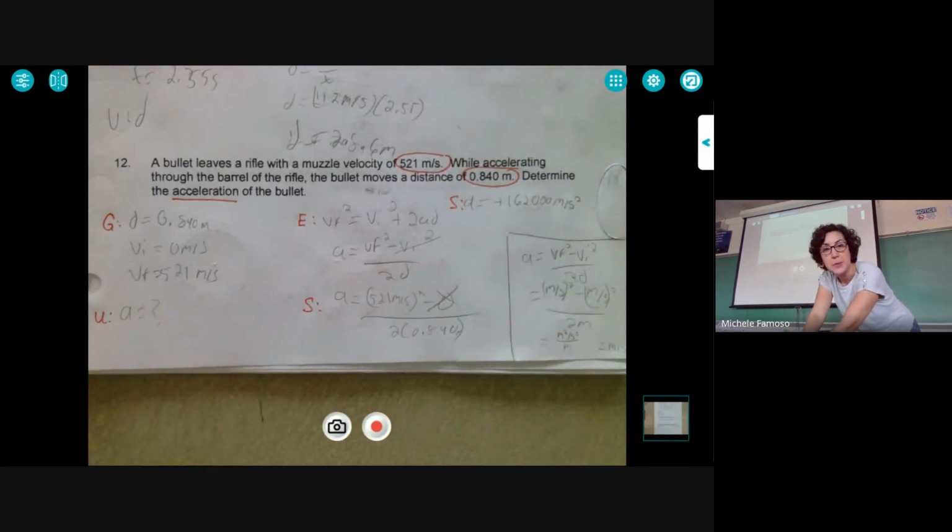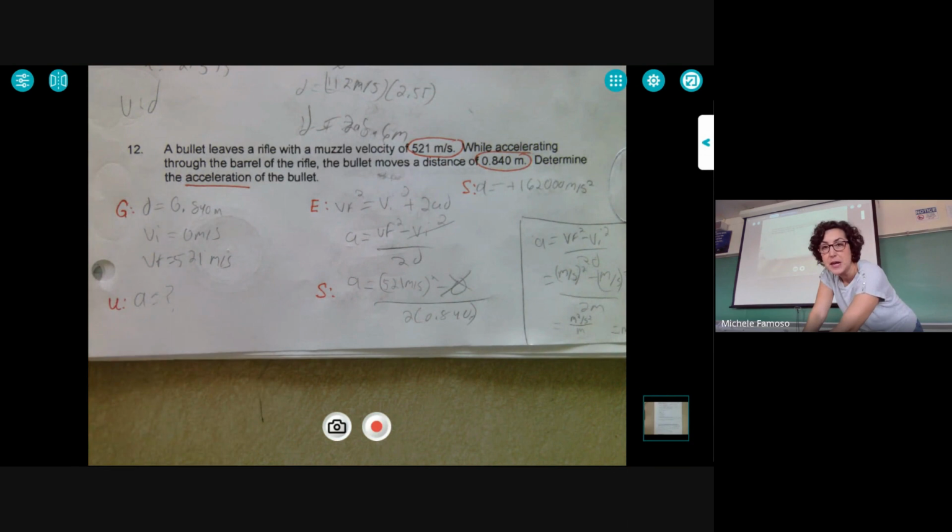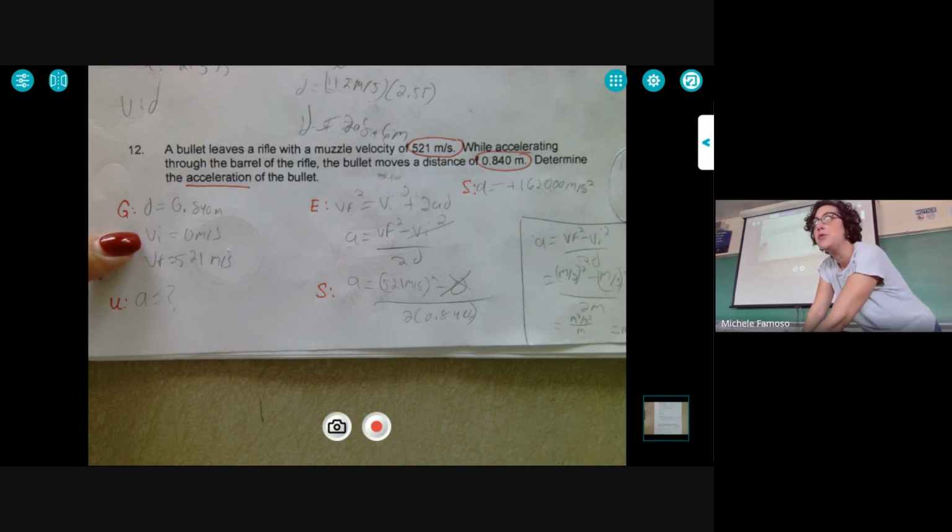Okay, you've got to be able to spell out the word GUESS. If you're missing a step, it's going to cost you points. So he has the correct D, has the correct VI. Think about it. If a bullet's in a rifle, it's not moving before you fire it. So that's why the VI is 0. The VF is 521 meters per second.